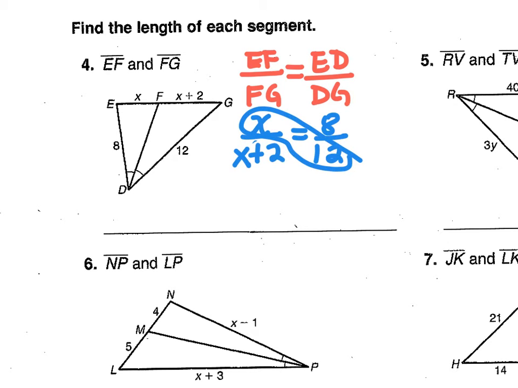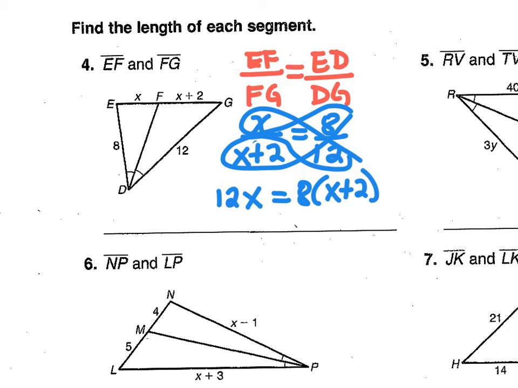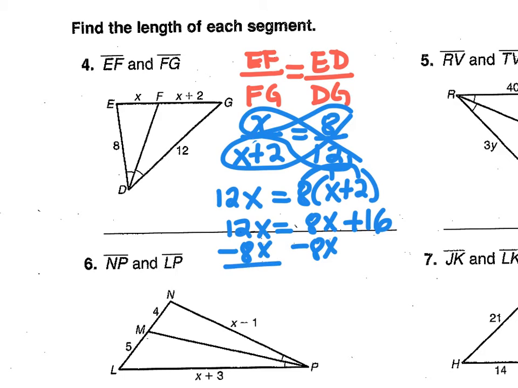The product of the extremes would be 12x. The product of the means would be 8 times x plus 2. Then we distribute. So it's 12x equals 8 times x is 8x, 8 times 2 is 16, so it's plus 16. Then we combine like terms, move the 8 over, subtract from 12, that would be 4x, and then divide by 4. So x is equal to 4.